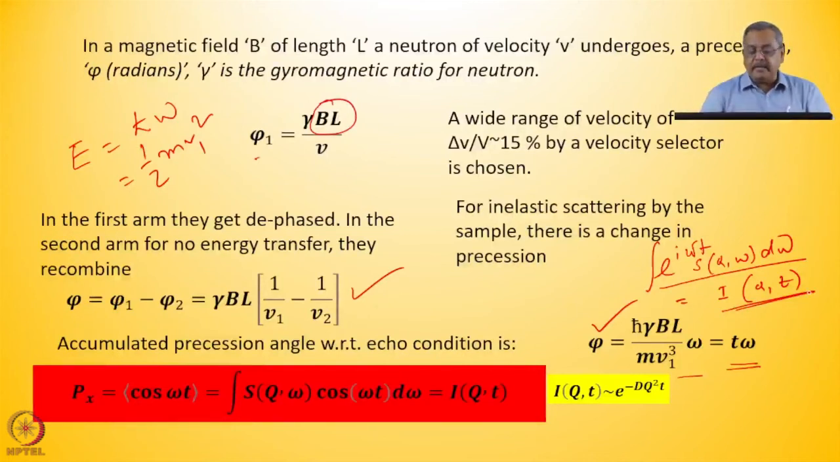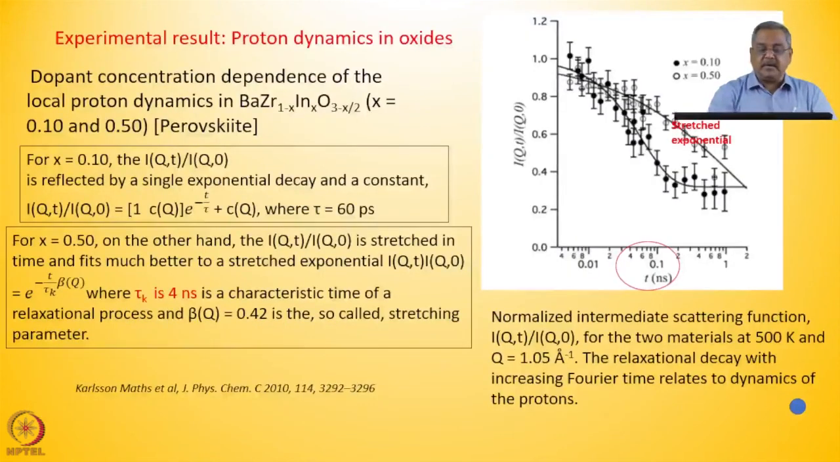So the takeaway is that in the case of spin echo, what I am measuring is not S(q, omega), but because this integration is done by the instrument, what I measure is I(Q, t), the intermediate scattering function, which for a Fickian diffusion we know is given by e to the power minus D q square t. So I can directly fit an exponential function and measure the D values from the intermediate scattering function, and this is a result. So this is about proton dynamics in oxide materials.